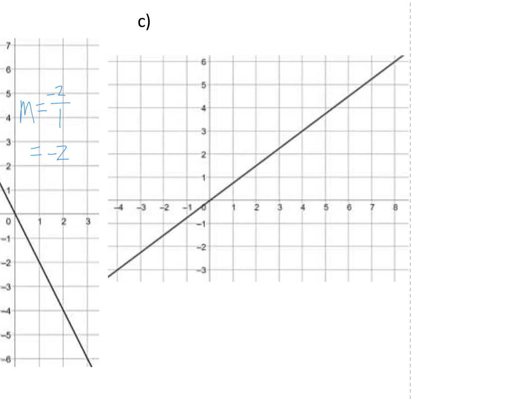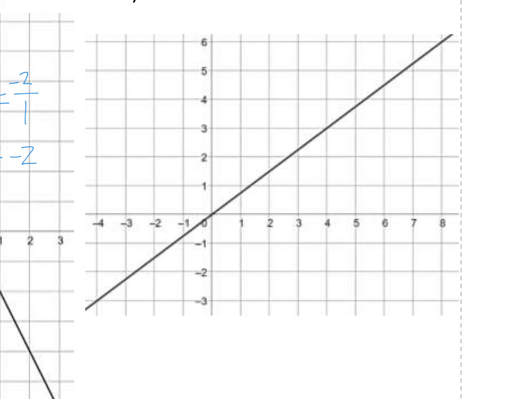Part C. We choose 2 points in this. Let's choose 0, 0, and we'll choose 8 and 6. Okay, we draw a right angle triangle. Should use a ruler for this. We'll see here that the change in the y values goes from y being 0 up to y is 6. So that's a change of 6, or a rise of 6.